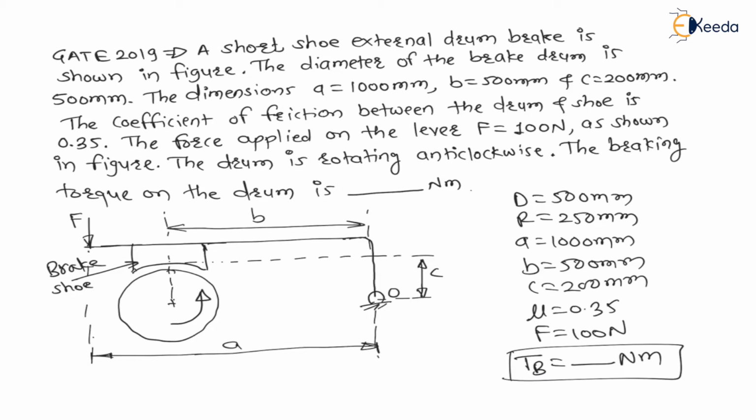Now, let us solve this question. My dear students, whenever there is a contacting surface between the brake shoe and the drum, here a drum of diameter 500 mm, there is always a normal reaction perpendicular to the contacting surface. And there is a frictional force parallel to the contacting surface, acting as a tangential force on the drum.